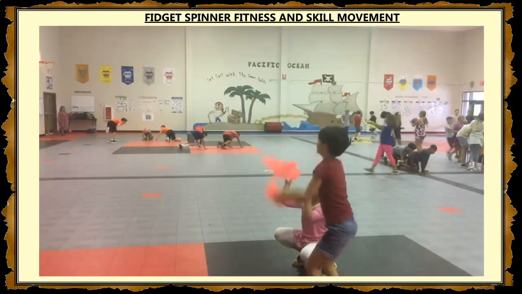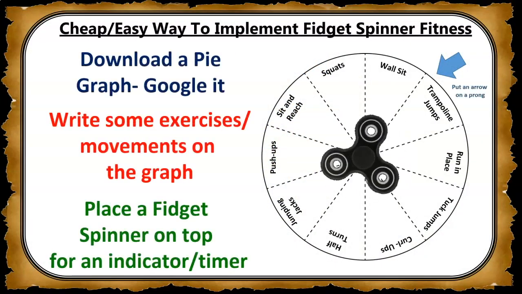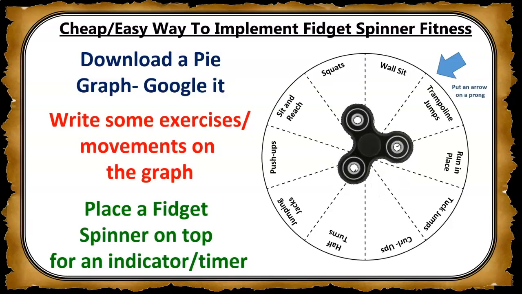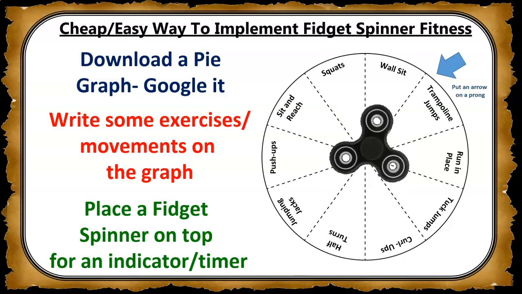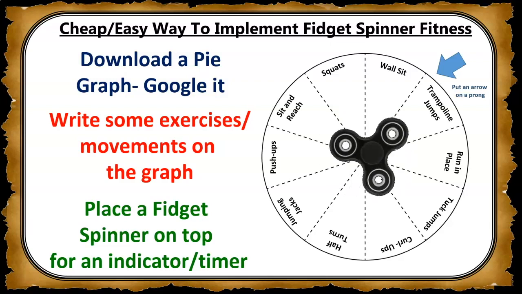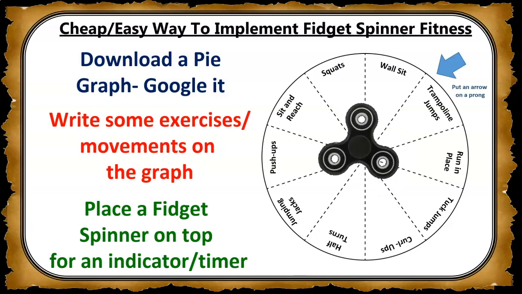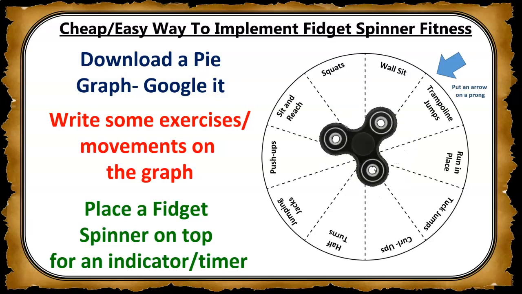So in this example, I showed you not only fitness exercises, but incorporating some skills-based movements as well into it. So those boards had that on there as well. Just a fun way to get students moving. Here's a quick and easy way you can do it yourself at home. Just get a pie graph, and you can Google that, and in the pie graph, just write in some different exercises, and then you just need some fidget spinners. Again, some people will donate if you ask them to. If you've got a good PTA or parent-based group, you can make it happen. It's just a fun way to get the students moving when they first come in.